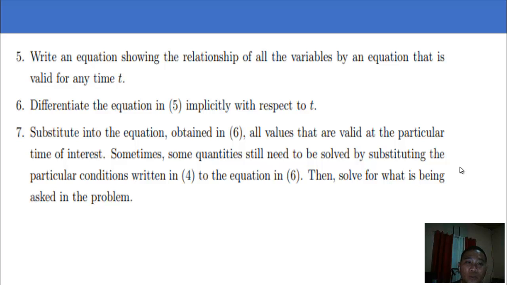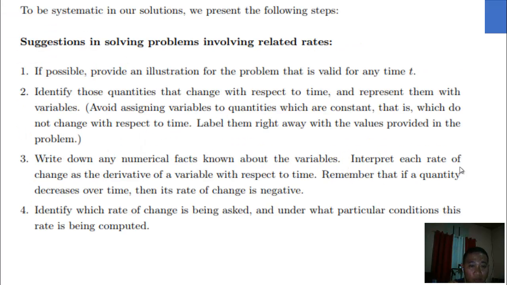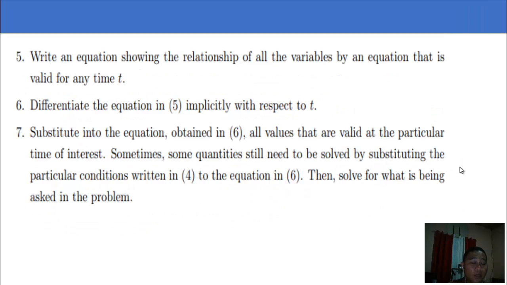Then we have to substitute into the equation obtained in the implicit all values that are valid at the particular time of interest. Sometimes, some quantities still need to be solved by substituting the particular condition written in the number 4, yung kanina, that is, you are going to find the rate of change, ano kaya, to the equation 6. So that means, identified natin na rate of change ay gagamitin natin siya doon pang substitute sa na-differentiate natin. Then, we will solve for what is being asked in the problem.